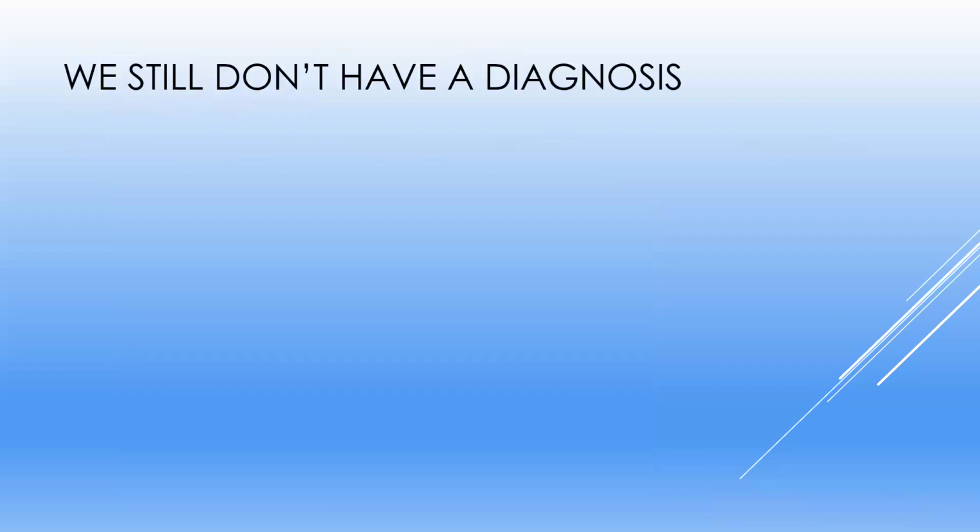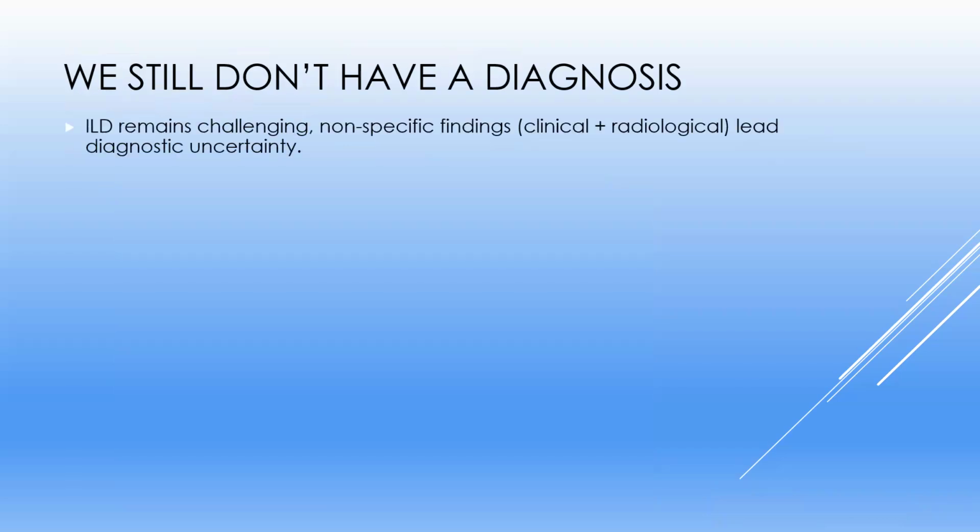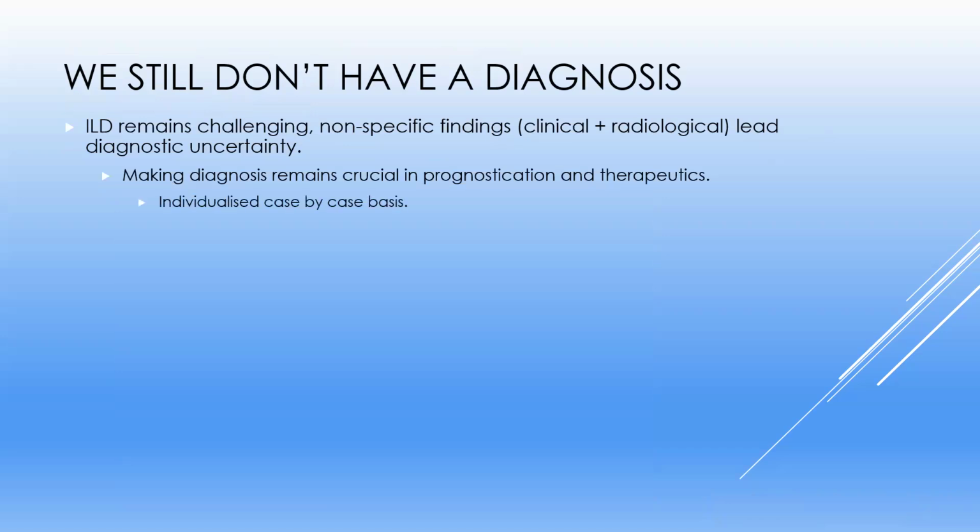So let's say we've done all of that and we still don't have a diagnosis, which is quite common. Around 5 to 10% of patients will still not have a diagnosis, despite the involvement of rheumatology, radiology, etc. The next step is essentially to get tissue. Why is it important to get tissue? It can aid in prognostication and therapeutics. So what options do we have for getting invasive tissue?